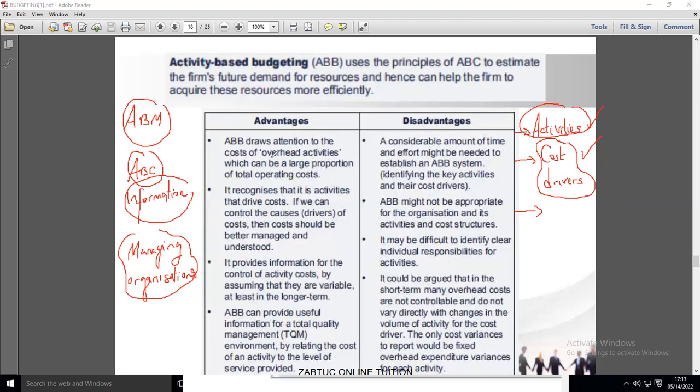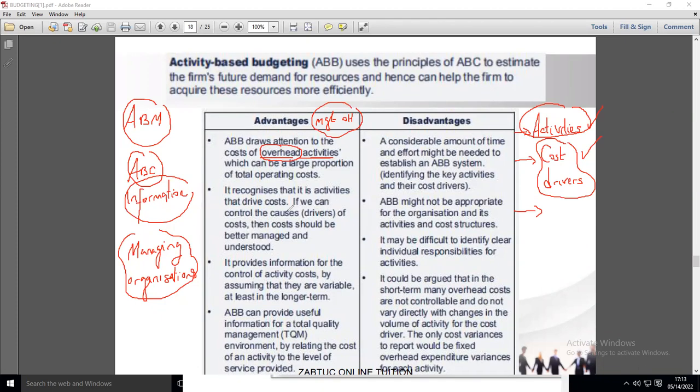ABC draws attention to the cost of overhead activities. Remember, ABC deals with overheads, which can be a large proportion of total operating costs. And in many businesses, where do you have a big problem? It's the management of overheads. The management of overheads is what can distort the performance of the organization.